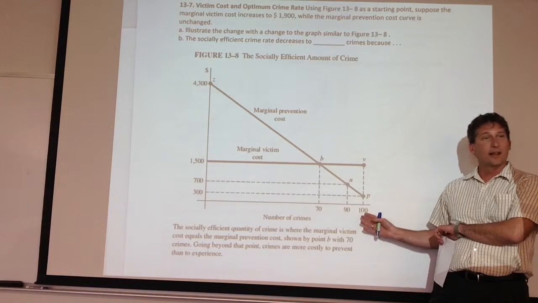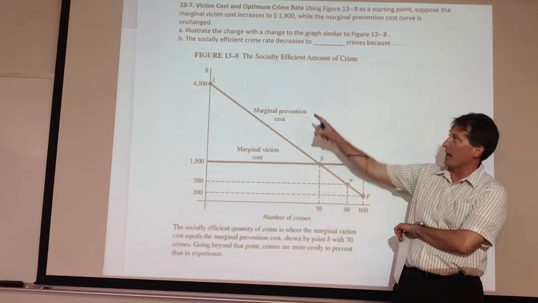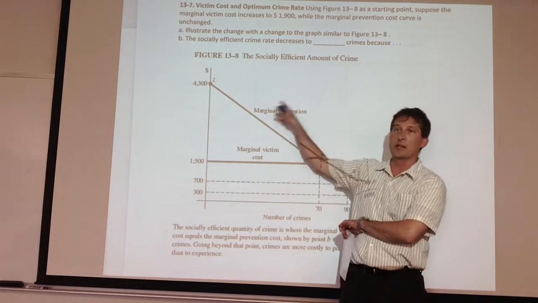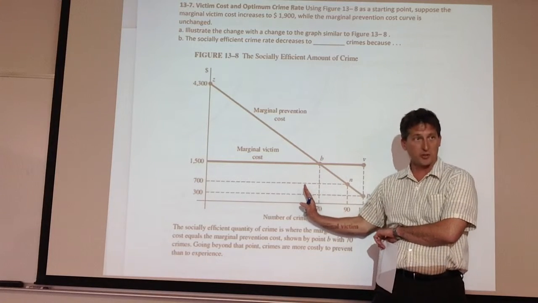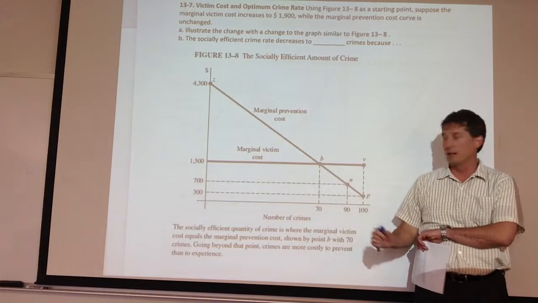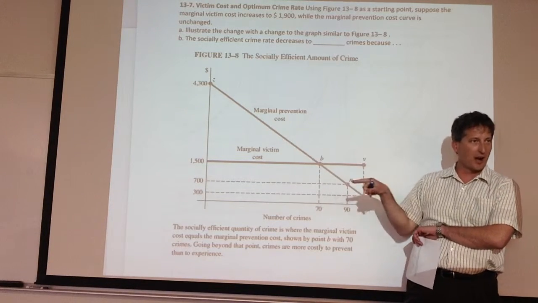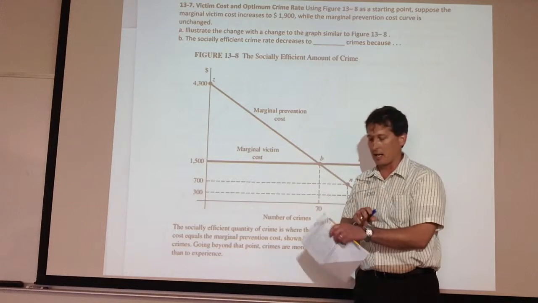More crime is bad. And so as we start to look, it is consistent with that: if we have to spend money, the cost of prevention goes up. As we start to reduce less and less crime, the costs are increasing at the margin. But when you're putting a bad on the horizontal axis, we get a little bit odd looking thing. Okay.